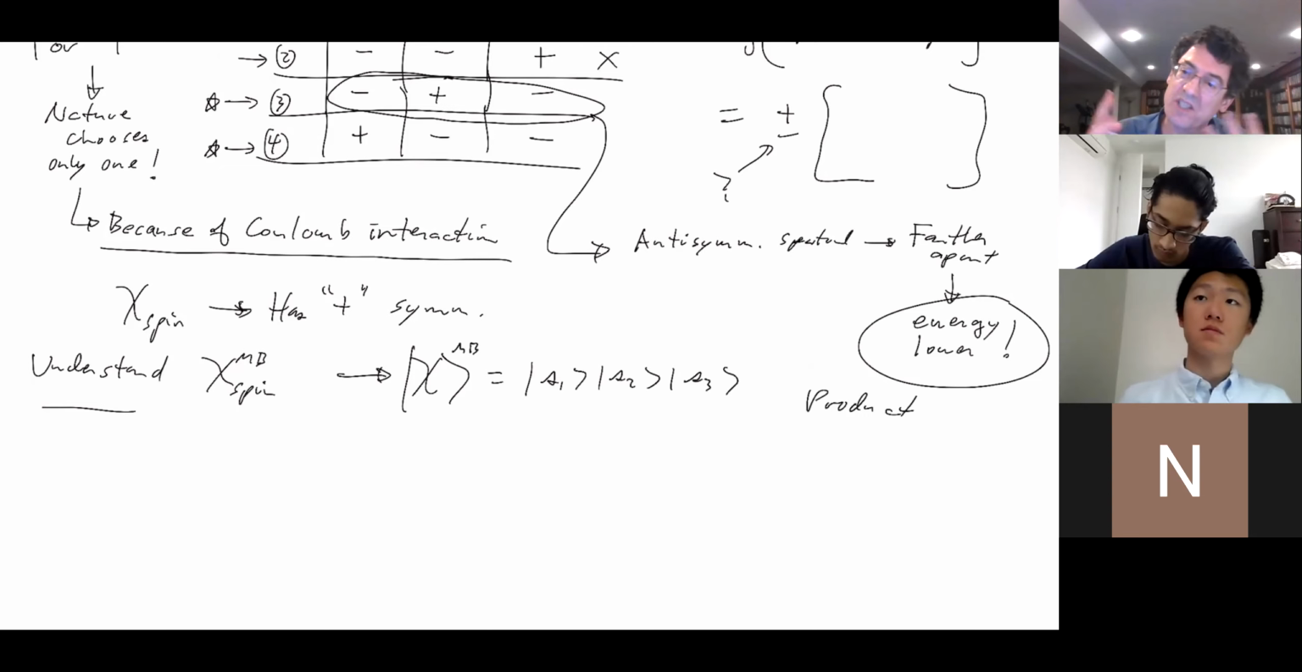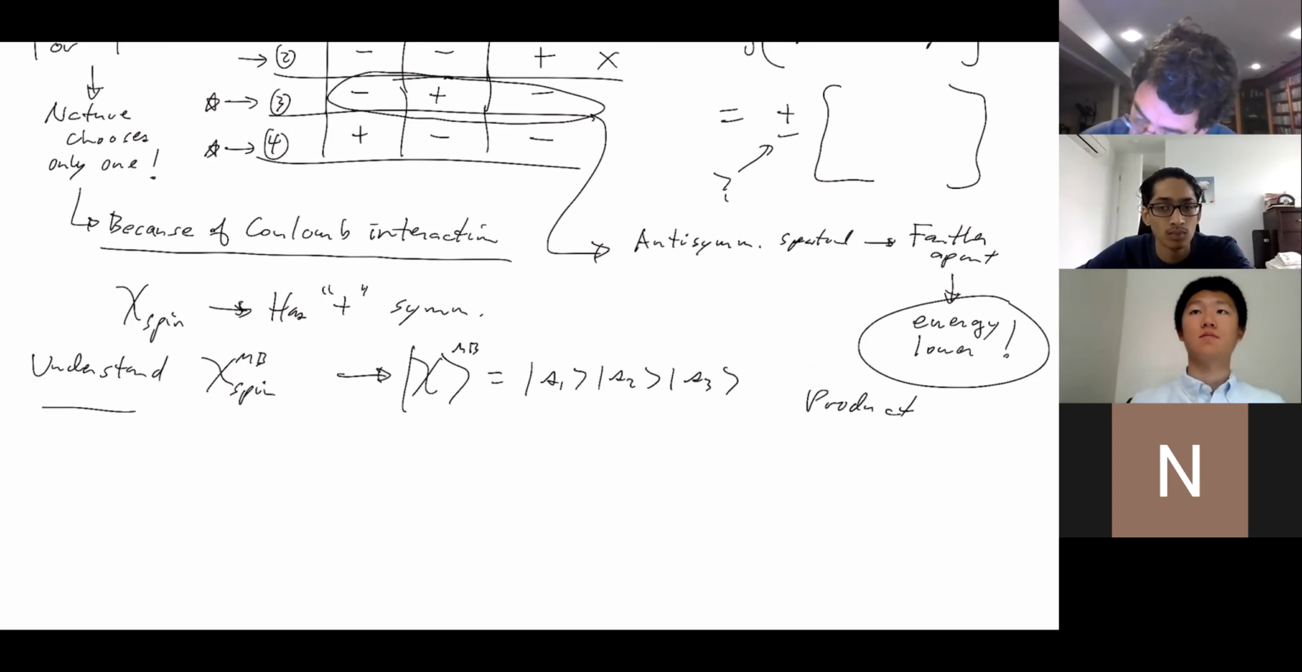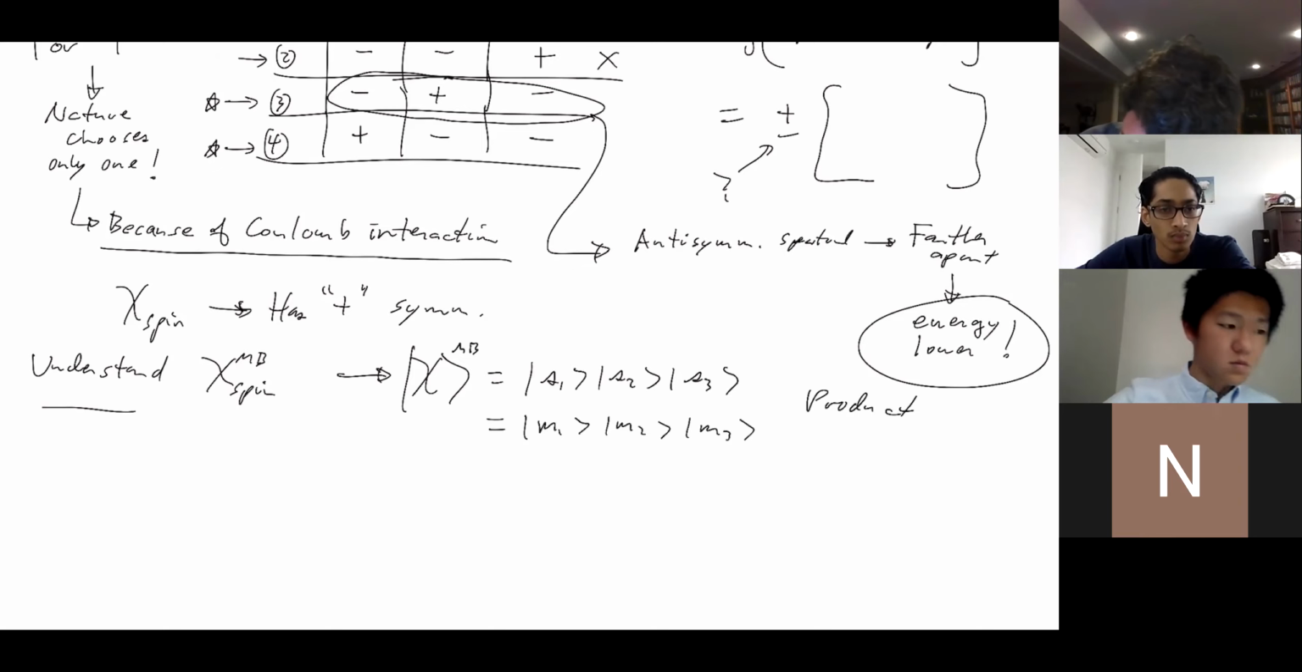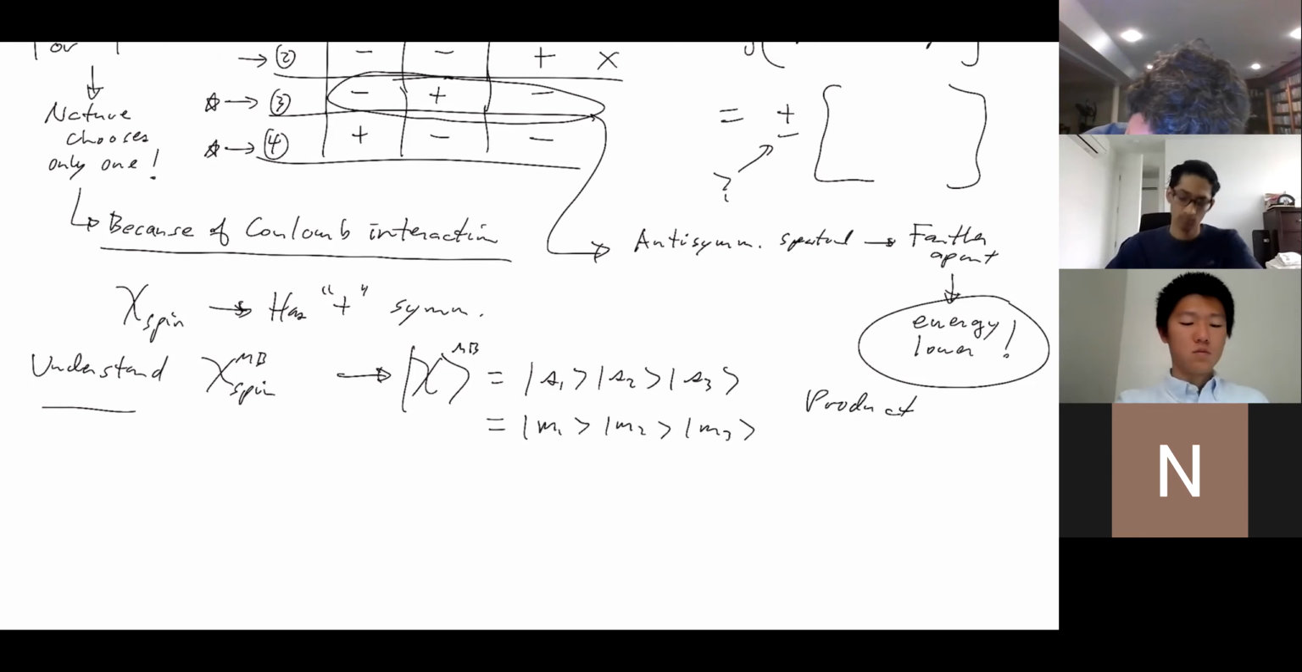Now, if the particles are indistinguishable, that means they have the same spin. So really, I shouldn't say S1, S2, S3. I should really say M1, M2, M3, because that's the spin, the Z component. They all have the same spin if they're electrons, spin 1/2, but they could be either up or down. So let's take a look at this.